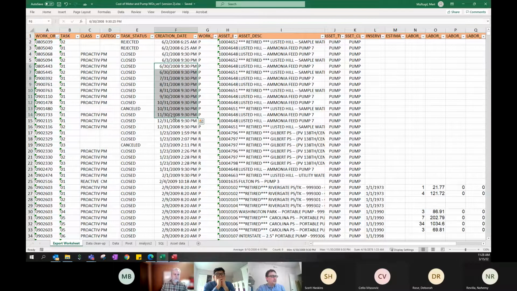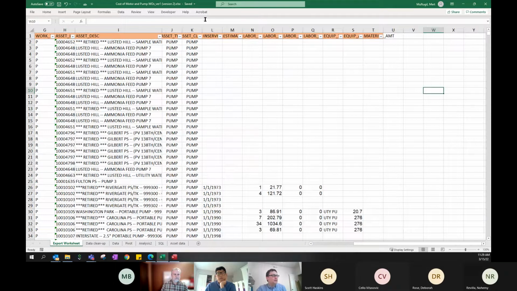Anyway, so this is when it was created. This is the asset ID number, just a unique identifier. This is the description of the assets. You can see that the query captures some of the retired assets as well, which actually do get replaced most of the time. I mean, sometimes they're just retired and that's it, but sometimes they get replaced. And then we do have some information here that I'm going to briefly cover.